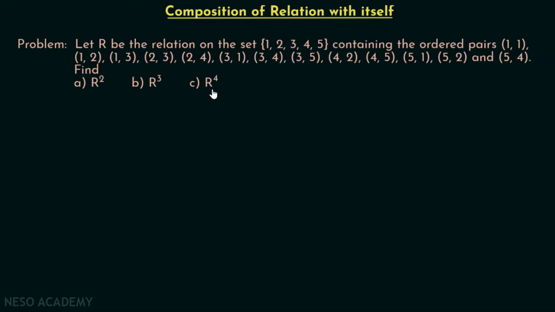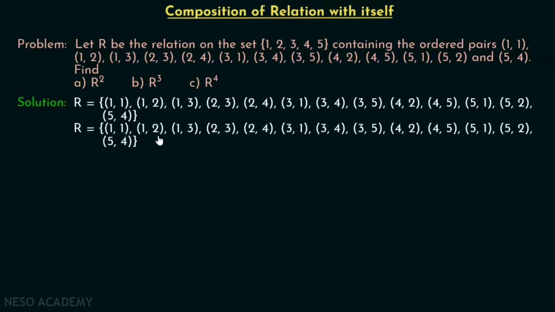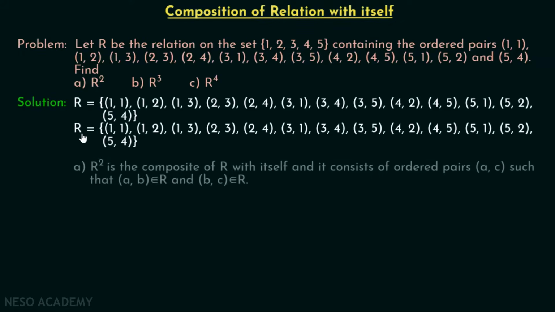We know that we have a relation which consists of these ordered pairs. Our task is to find R square, R cube and R to the power 4. We must understand what is the meaning of R square, R cube and R to the power 4. Here you can see I have mentioned relation R which consists of these ordered pairs, and I am mentioning this relation once again, because I want to find R square, and let me tell you, R square is nothing but composition of relation R with itself. That is why I am mentioning R twice.